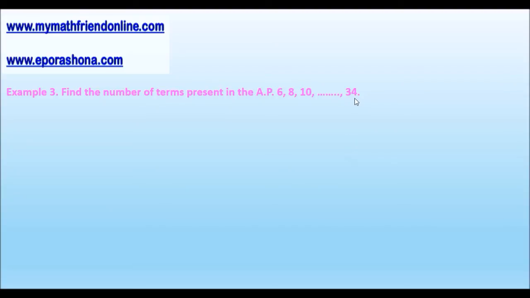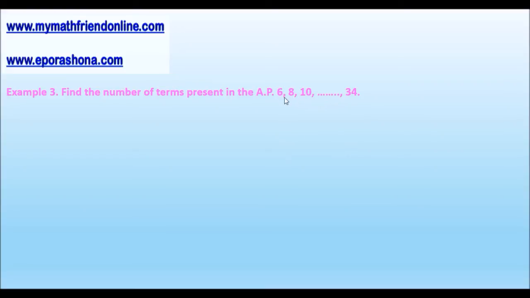34 is the last term. Since we are having a finite series, therefore we can count the number of terms present in this AP. We cannot count the number of terms present in an infinite series. We can count the number of terms present in a finite series. And this is a finite series. The 6 is the first term and 34 is the last term. We have to count how many numbers are there in this particular AP.